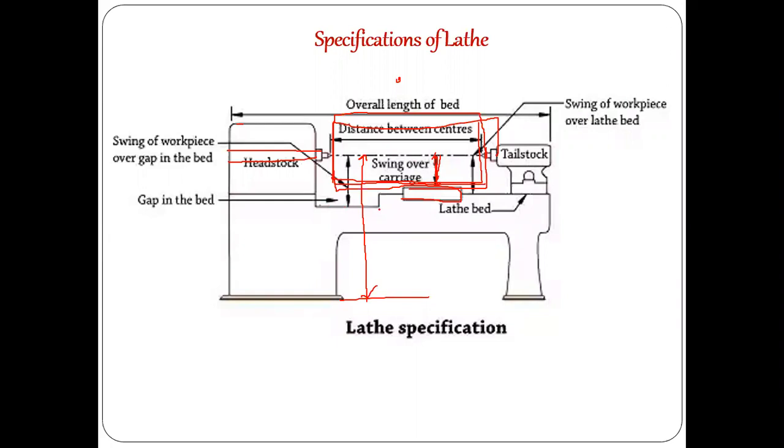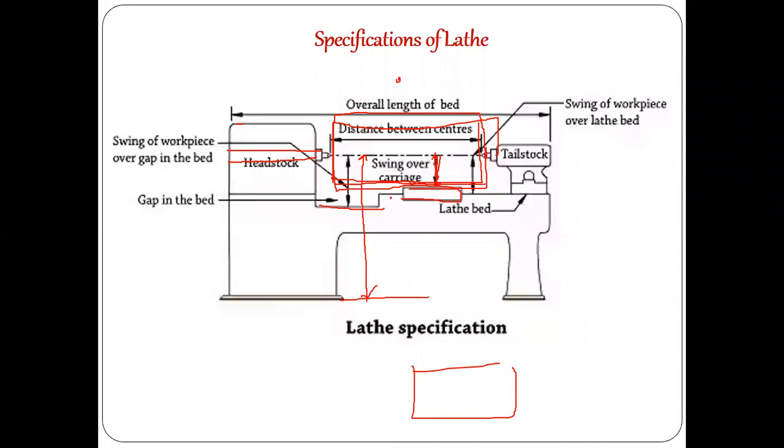This is the bed portion. Sometimes we don't keep the tool post here; we remove this carriage. If you want to machine big workpieces, instead of mounting the carriage on the bed, we can mount it on the ground. So our tool post is a little distant, because we need to machine a big diameter workpiece. We keep some kind of foundation on the ground, and there we keep the tool post and cutting tool.